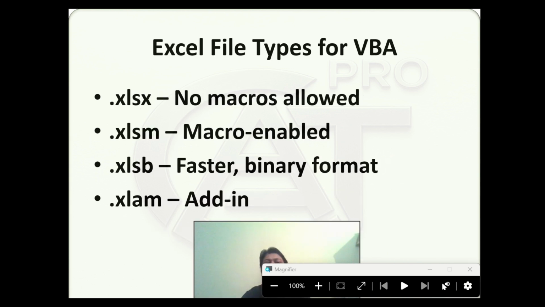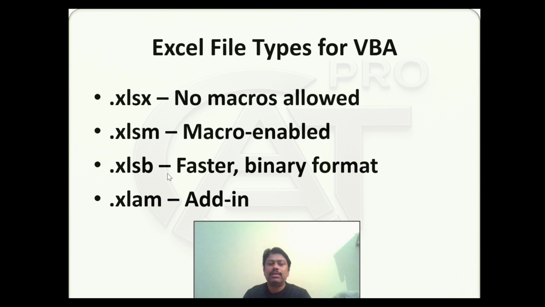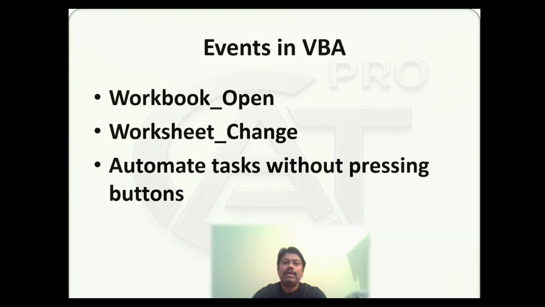Excel file types: .xls, the old version Excel file, and .xlsx, the new version file, .xlsm macro enabled, .xlsb faster binary format, .xlam add-ins. Now events in VBA: workbook open, worksheet change, automate tasks without pressing anything. All these events are to be practiced.